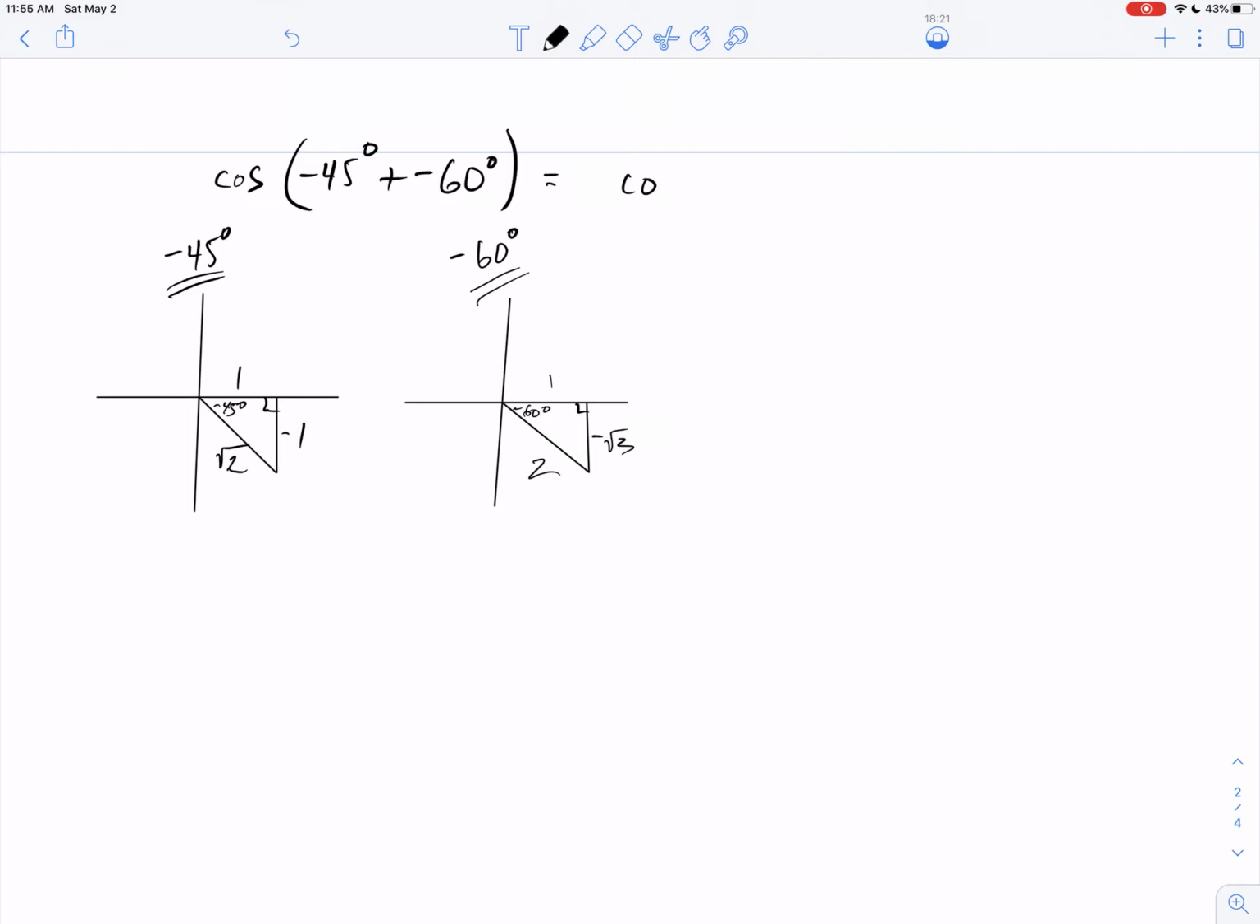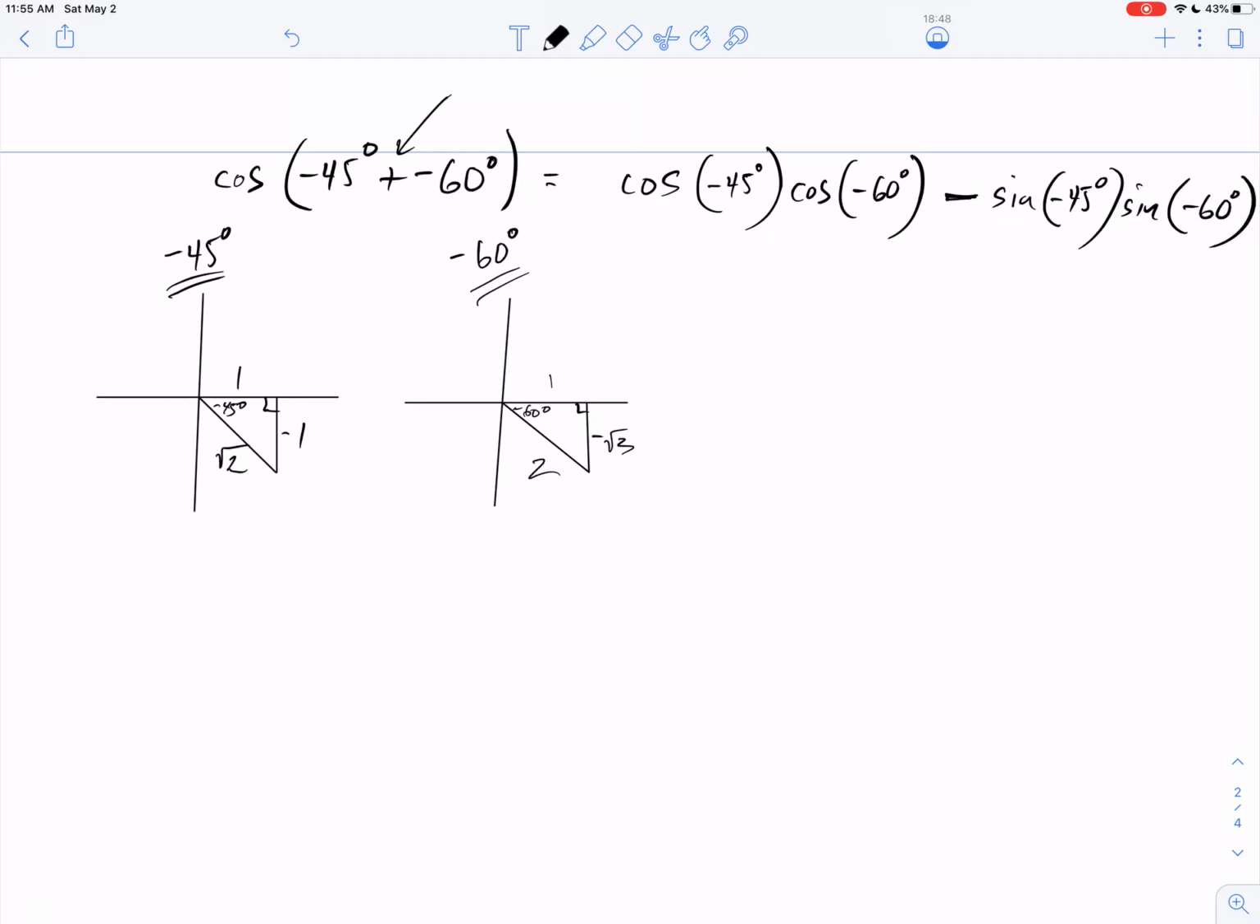Let's go cos cos. So I could say cosine negative 45 degrees times cosine negative 60 degrees. Plus, no, don't blow it. This is the sum formula, so we use a minus here. Minus sine of negative 45 degrees, and then sine negative 60 degrees. And we just start playing. Here we go. Let's go get it.